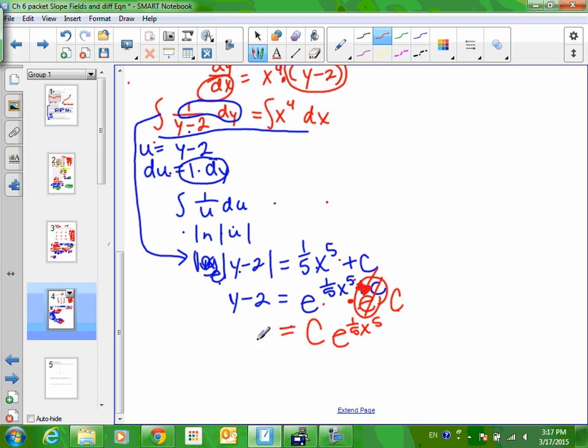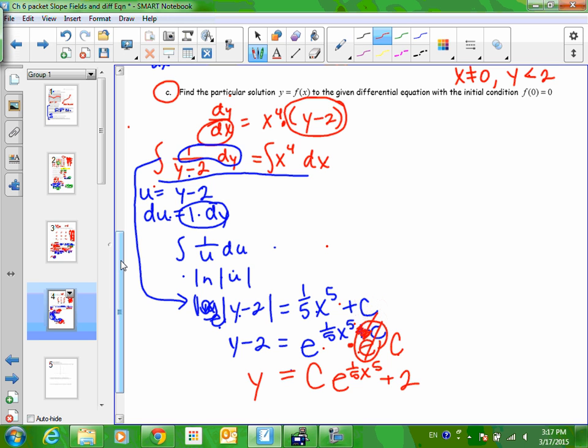And then if I just want y, what do I need to do with this 2? I need to add 2. Okay, I'm going to go back up here and rewrite that. y equals c e to the 1/5 x to the 5th plus 2. Okay, any questions? I'm not done yet. I've got to use my initial condition. If it's weird, it'll be less weird the next time you see it, and then eventually it'll just be normal. We'll talk more about that tomorrow.